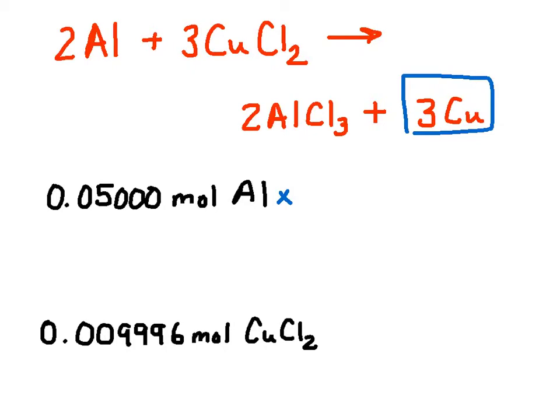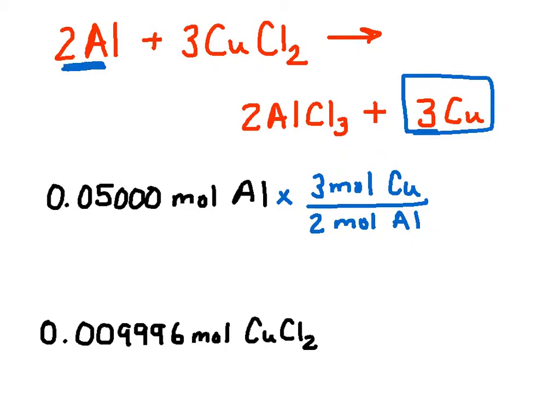So we can see from the balanced chemical equation that I get 3 moles of copper produced for every 2 moles of aluminum that react. So here's the 3 that we have in the balanced chemical equation and the 2 up here. If we do that out mathematically, we should get 0.07500 moles of copper produced. I'm just going to change colors so that we can look at the other one.